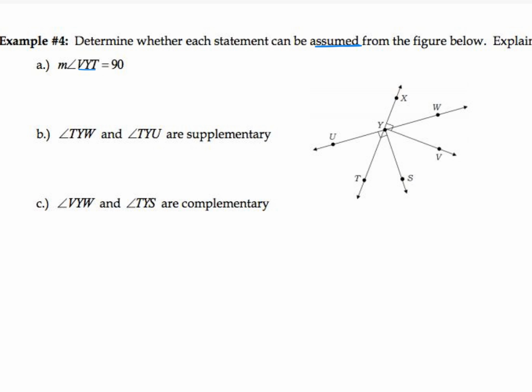Well, the thing is, when I erase that, XYV is 90 degrees because it has a little mark here. And this is a perfect line. So if that's 90, that has to be 90 because that would be a linear pair of 180. So yes.